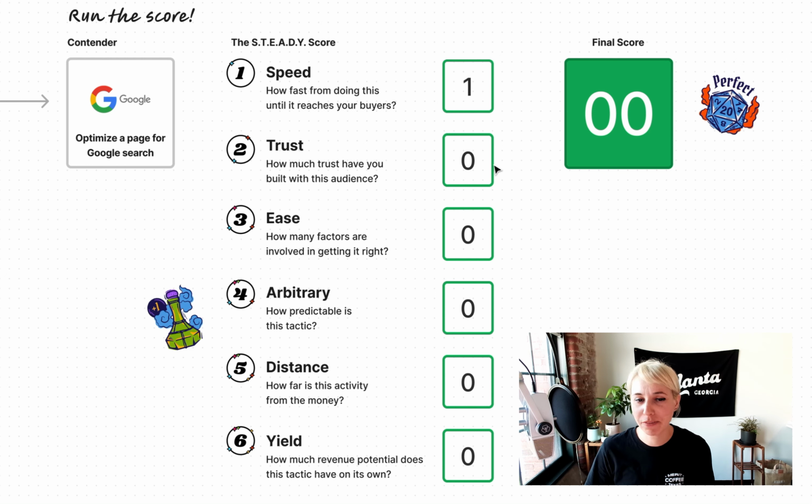Trust. How much trust have you built with the Google audience? 0. I'm gonna go with 0. I'm actually gonna score most of these around a 1 and up, but in this case, you have 0 trust built with the Google audience. These are fresh faces. They do not know you.